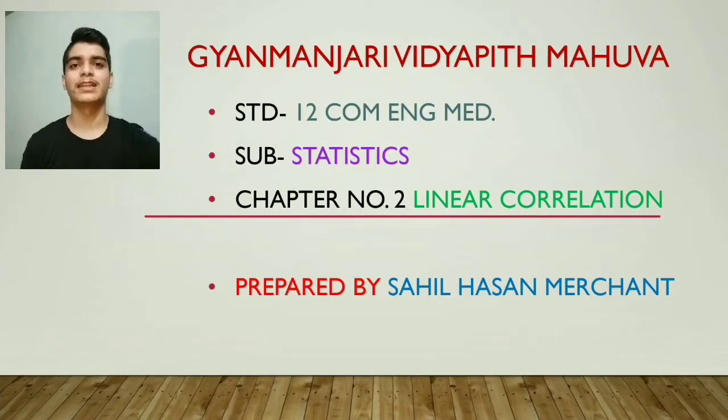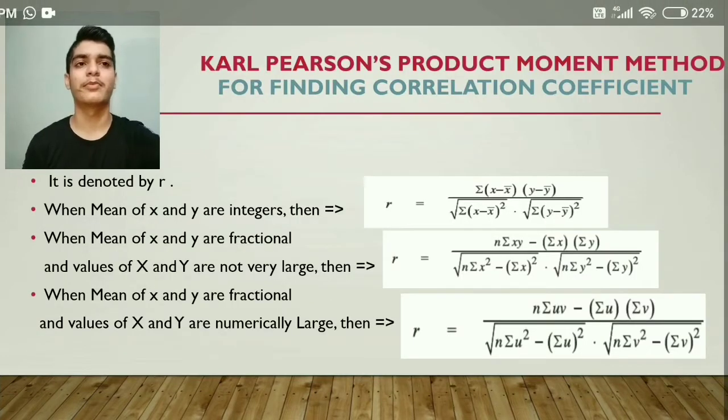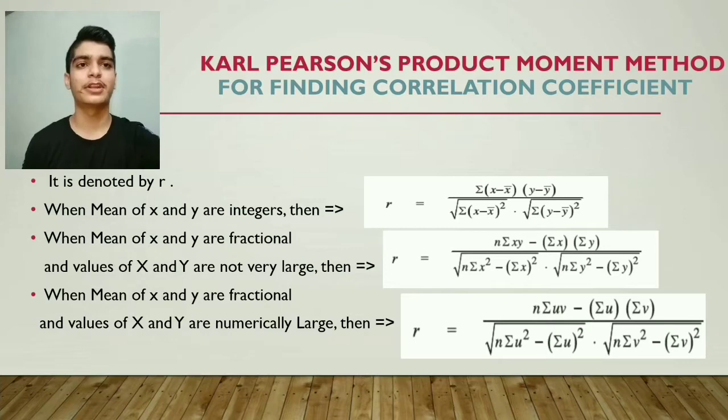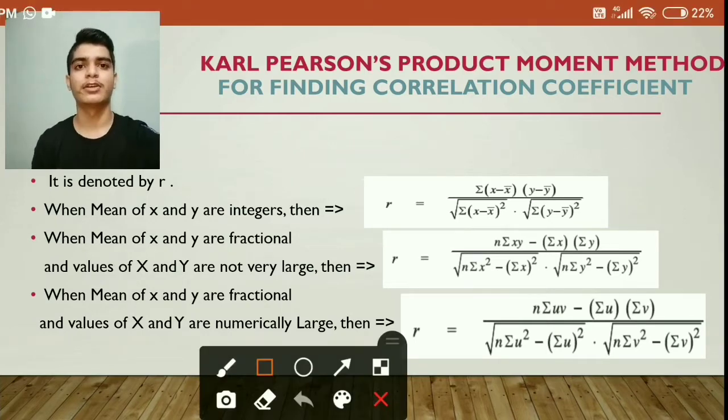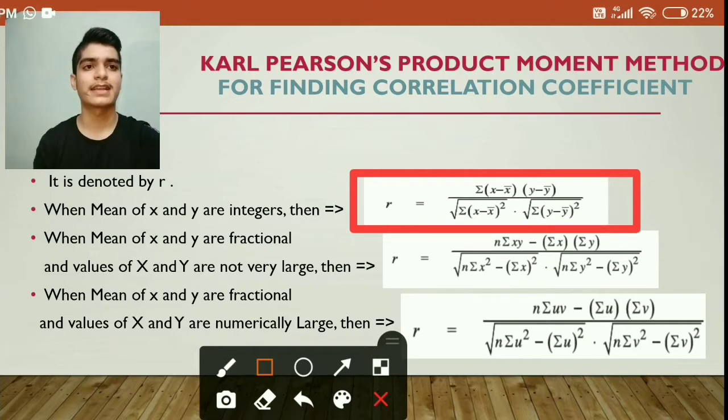I am Sahil Hassan Merchant and today we are going to see Karl Pearson's product moment method for finding the correlation coefficient. It is denoted by r. When the means of x and y are integers, we will use this formula: r is equal to sigma (x minus x bar) into (y minus y bar) upon under root sigma (x minus x bar) whole square into under root sigma (y minus y bar) whole square.